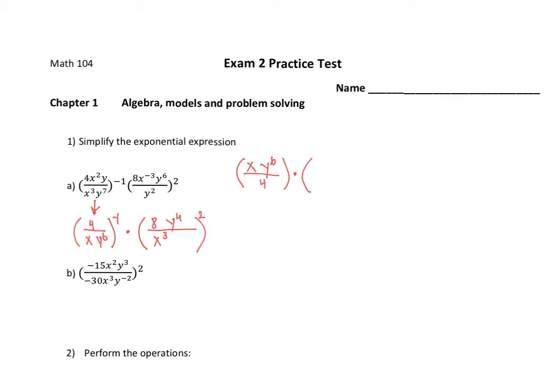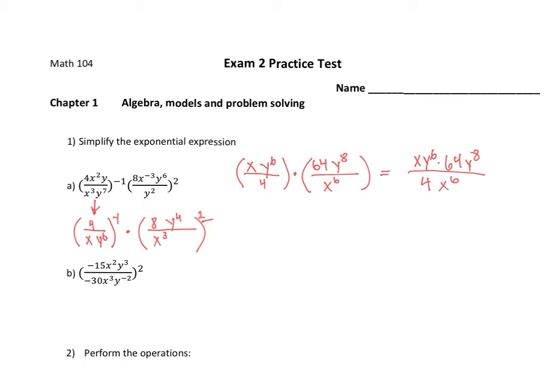Times, then we're going to apply the 2, the second power here. We're going to go 8 squared is 64. Y to the 4th squared is y to the 8th. And x cubed squared is x to the 6th. Okay, what we have then is two expressions that can be multiplied together. So we have x, y to the 6th times 64 y to the 8th, all over 4x to the 6th.